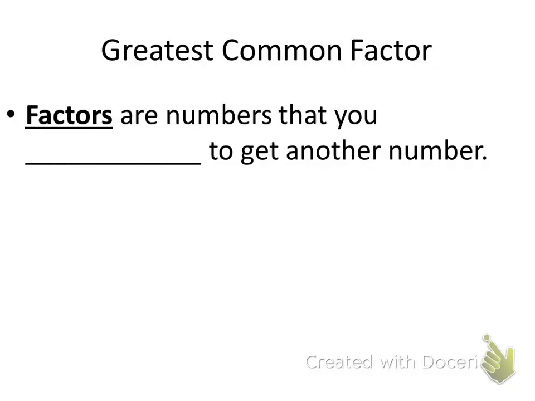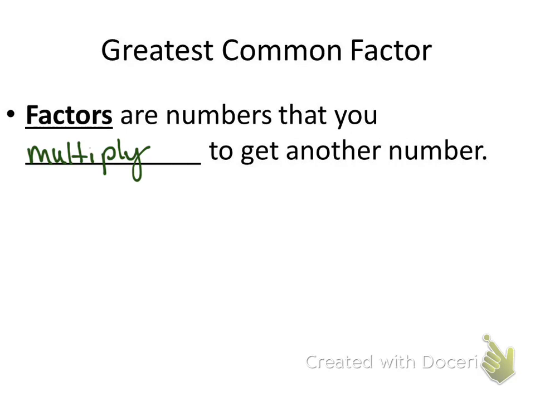So, greatest common factor notes. Factors are numbers that you blank together to get another number. What do you guys think? Multiply. So factors are numbers that you multiply together to get another number.